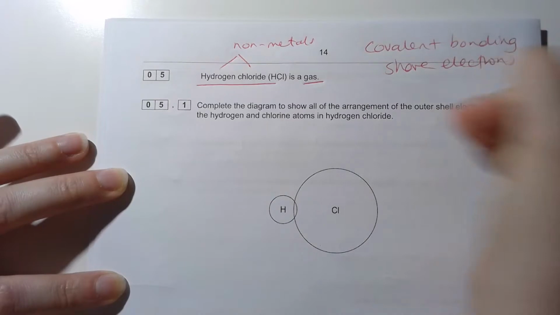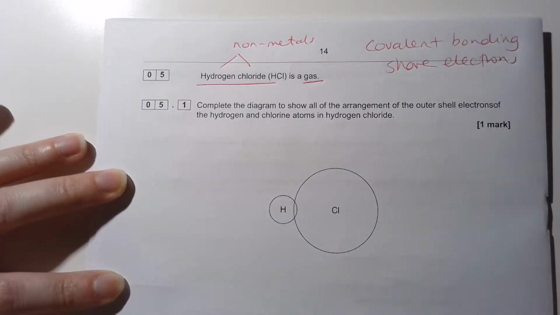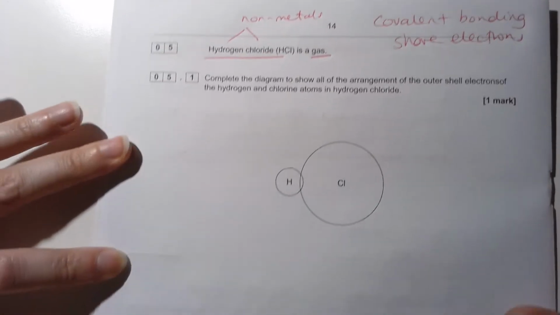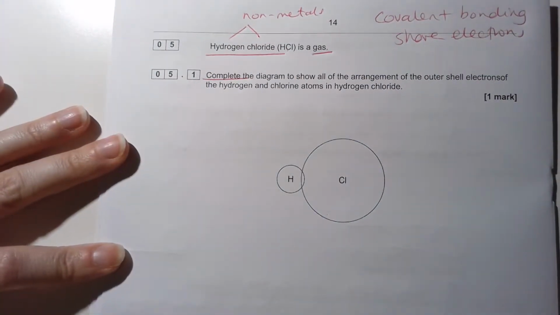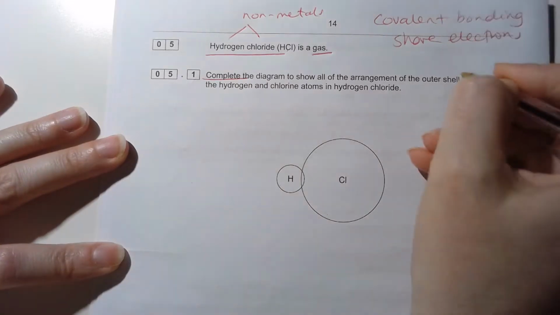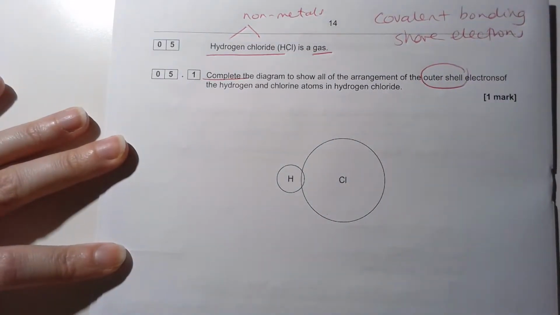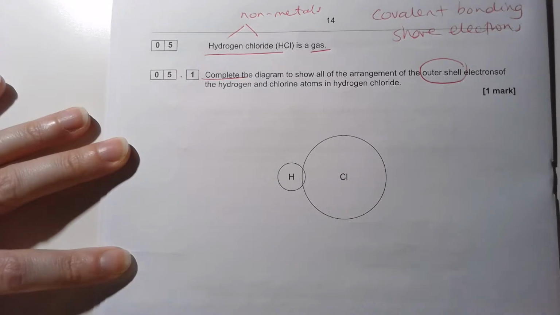Okay, so already I'm ready, because I've seen those circles, I know I'm going to have to draw some sharing of electrons between hydrogen and chlorine. So it says complete, which means I actually need to do it. The diagrams show the arrangement of the outer shell electrons of the hydrogen and chlorine atoms in hydrogen chloride.